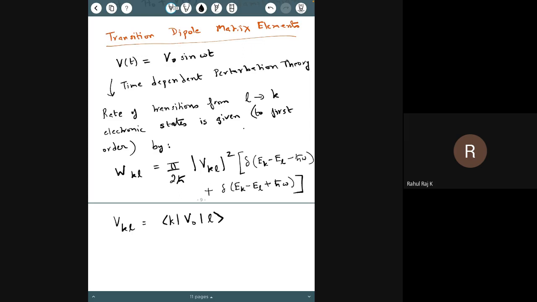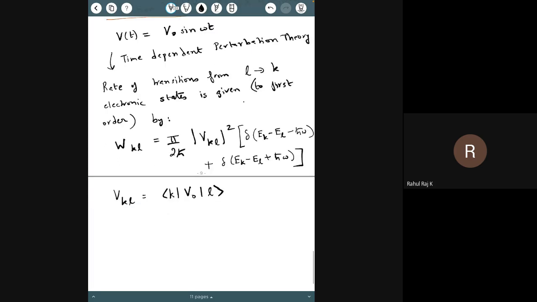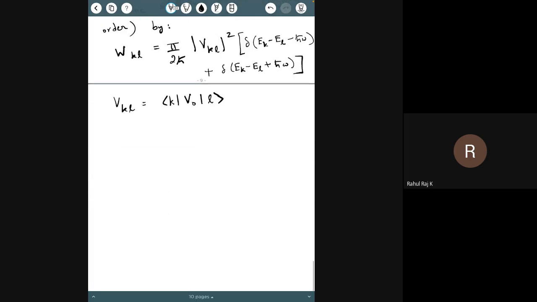I'm not working it out at the moment. You can look it up, or I can do it later. Otherwise, we'll just be going too far away from what I want to tell you. So you can get the rate of transition to be like this, but you can sort of understand. So it depends a little bit on the strength of the perturbation, so whether it can take it from L to K, and it depends on whether the energy of the light matches the energy gap of the states.